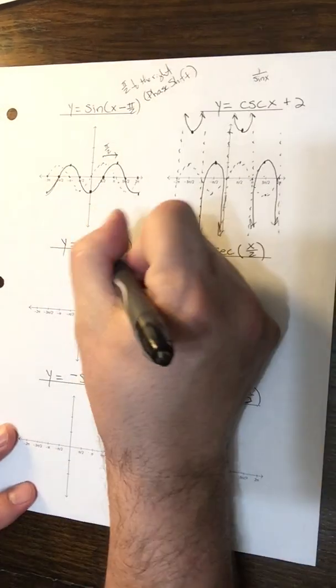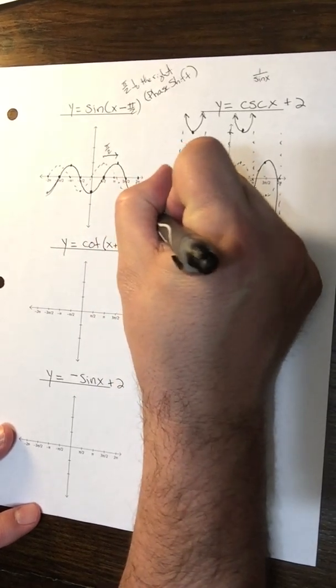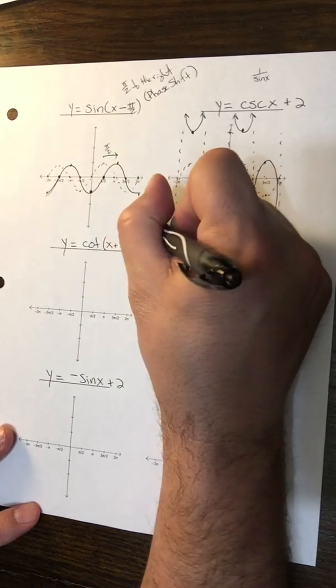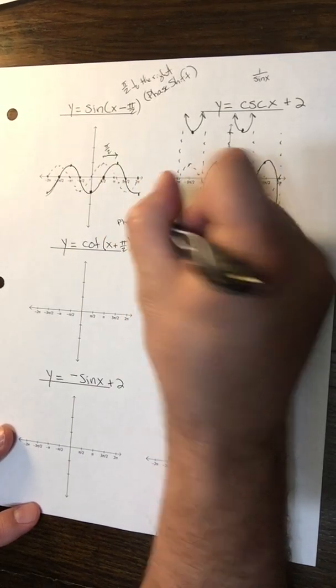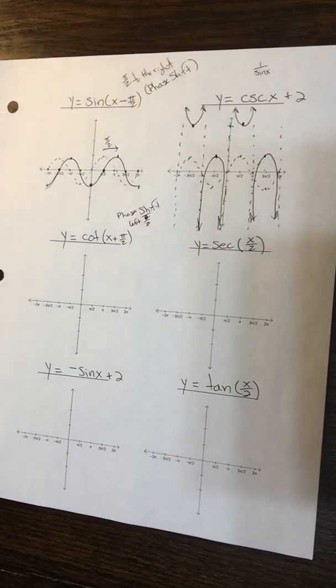Now, this means that it's a phase shift. So I'm going to write phase shift again, because I want you to get used to that phrase. And this one's going to go left pi over 2. It's a terrible looking pi right there. Left pi over 2.